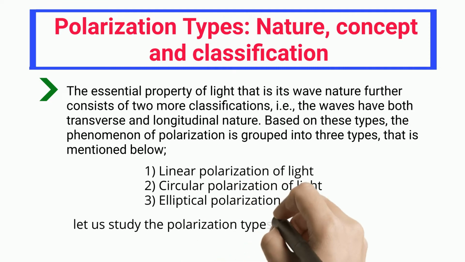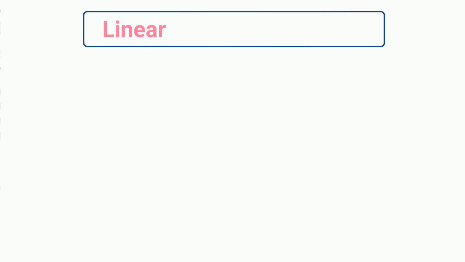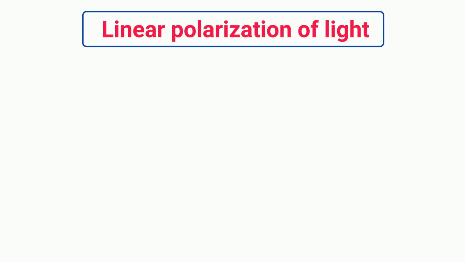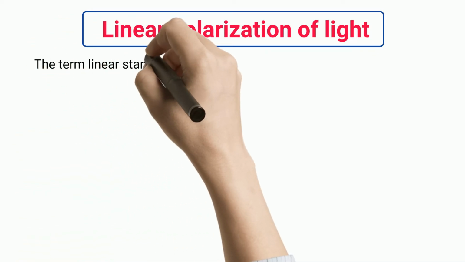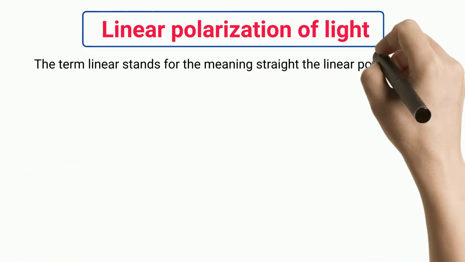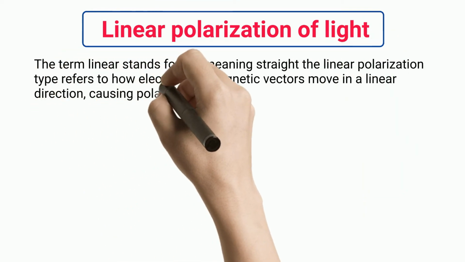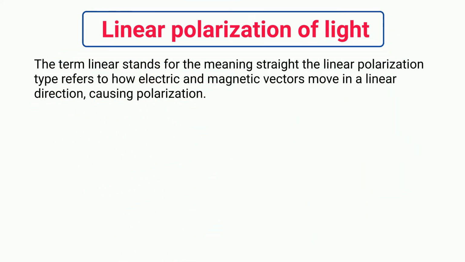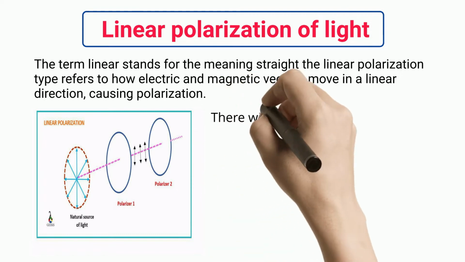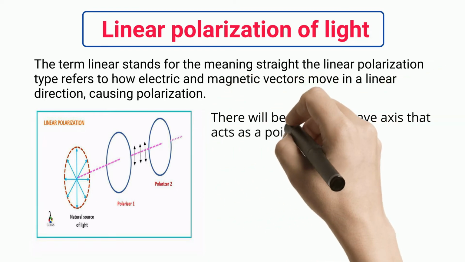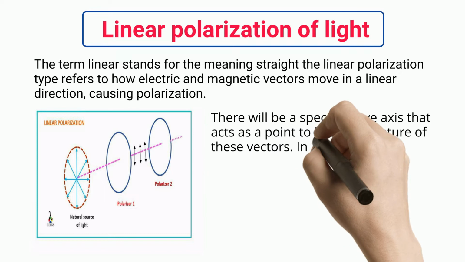Let us study the polarization types. Linear polarization of light. The term linear stands for the meaning straight. The linear polarization type refers to how electric and magnetic vectors move in a linear direction, causing polarization. There will be a specific wave axis that acts as a point to know the nature of these vectors.